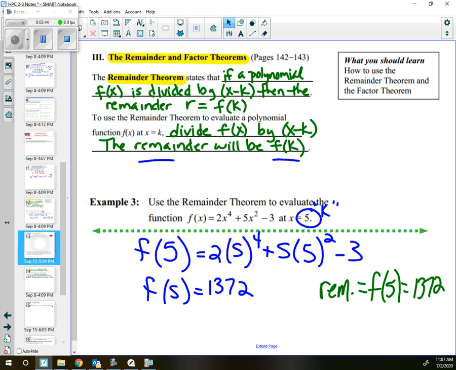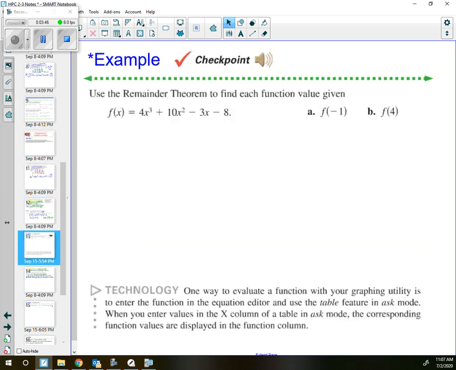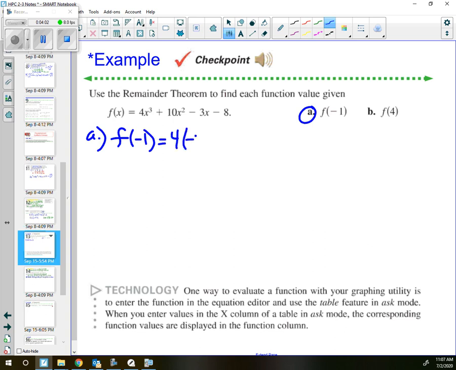But let's practice that first, just to be sure you know you always have two options to be able to determine the remainder when you're dividing. It says use the remainder theorem to find each value given. So let's just start with letter a, f of -1. We all know one way that we could find f of -1, right? We could just substitute that value in for x and solve. So we can do that arithmetic and see what we come up with. So go ahead, pause the video, see what you get.